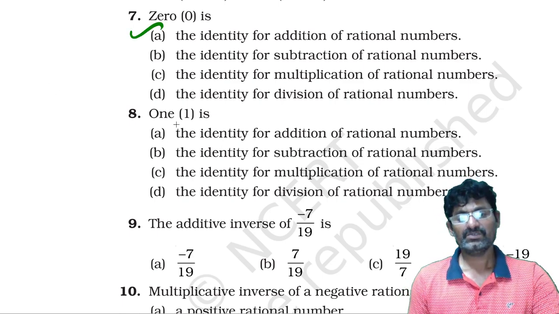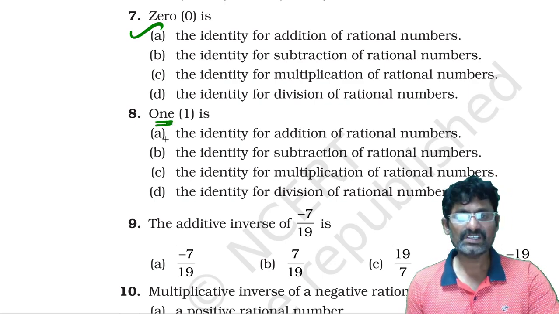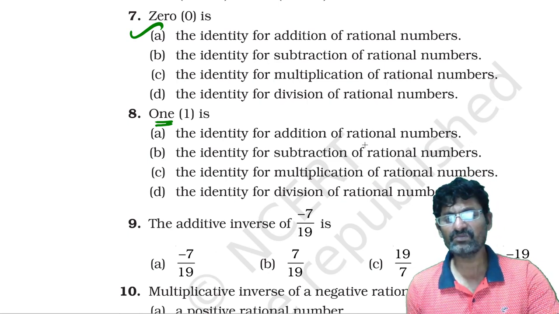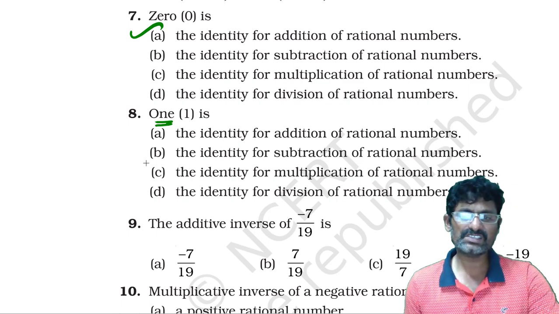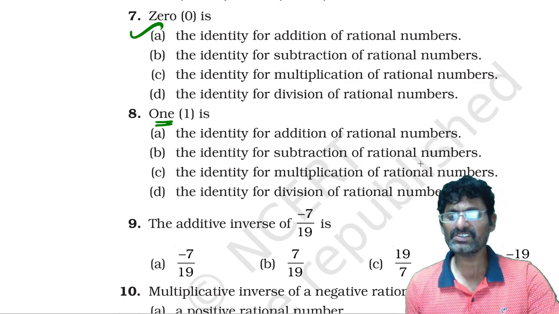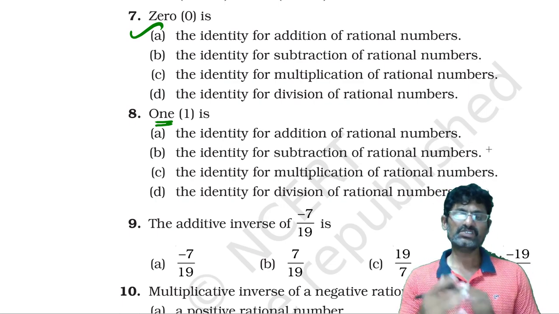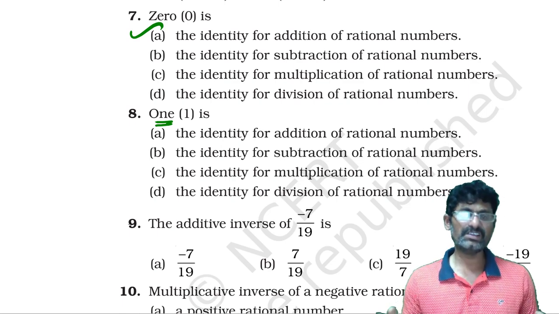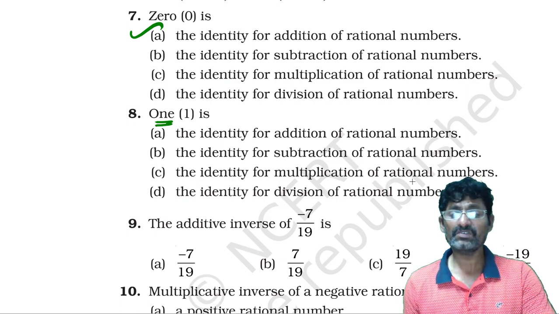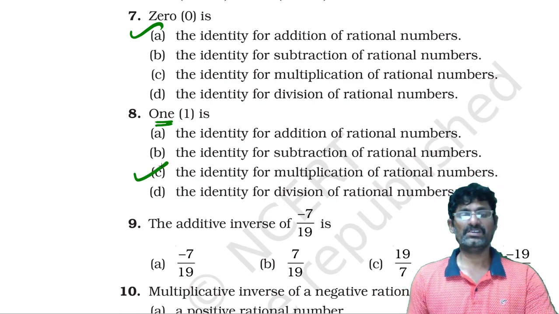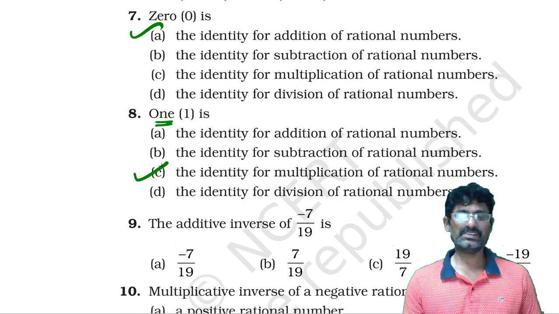We know that 1 is the multiplicative identity of rational numbers. Let us see. Option A, the identity for addition of rational numbers. No, the identity for addition is 0, not 1, right? Let us see option B, the identity for subtraction of rational numbers. There is no such element. That means for subtraction, there is no identity. So 1 is not the identity of subtraction. Now the identity for multiplication of rational numbers, so this is the correct option. We know that 1 is the multiplicative identity in rational numbers, right?